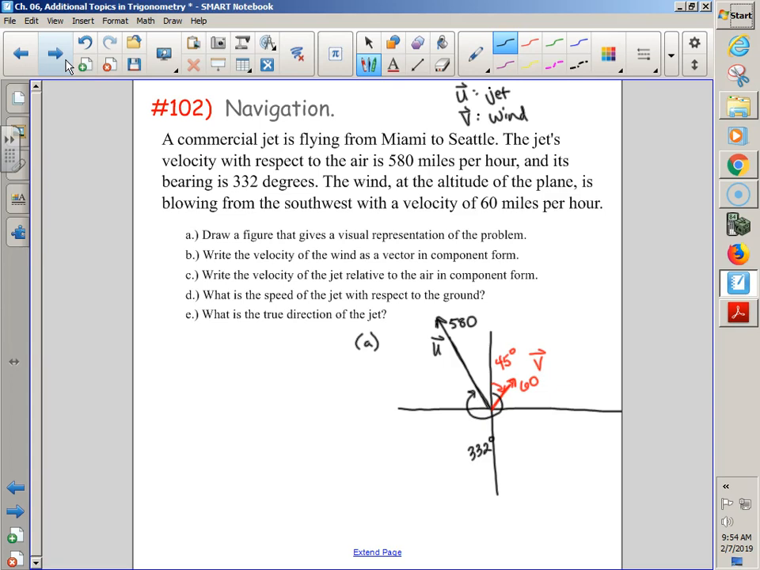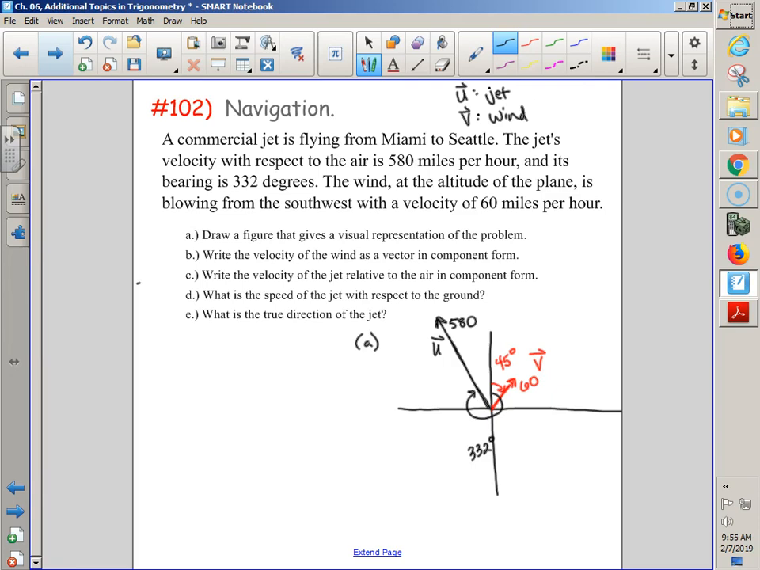This one says velocity of the jet relative to the air. Basically, it's saying disregarding the wind, if you want to put it that way. But the velocity of the wind, the velocity of the jet relative to the air, in component form. So what are they telling us to do, really soon? Draw a picture, sure, good, but really just get them in components.